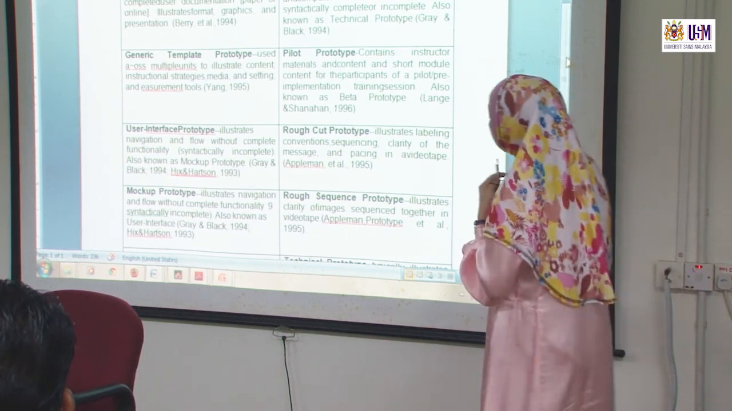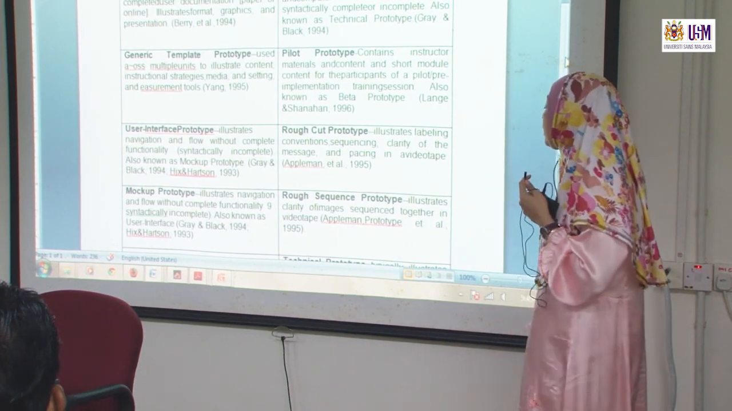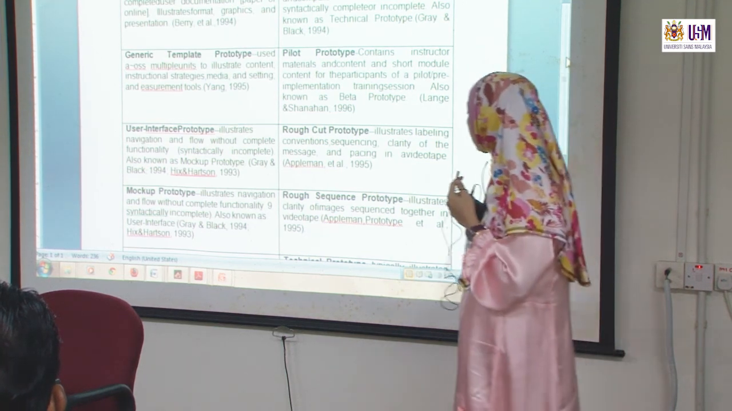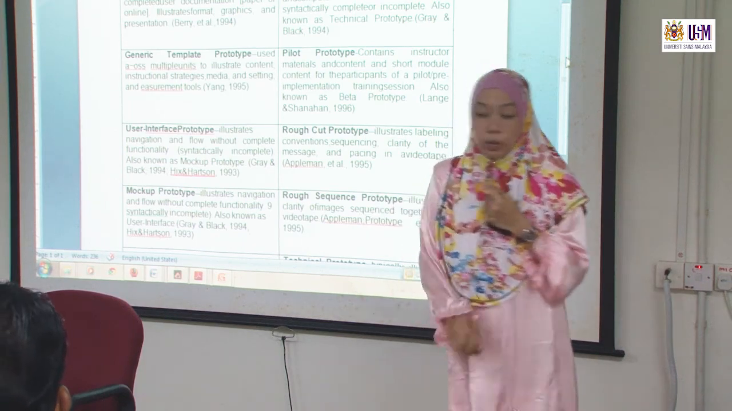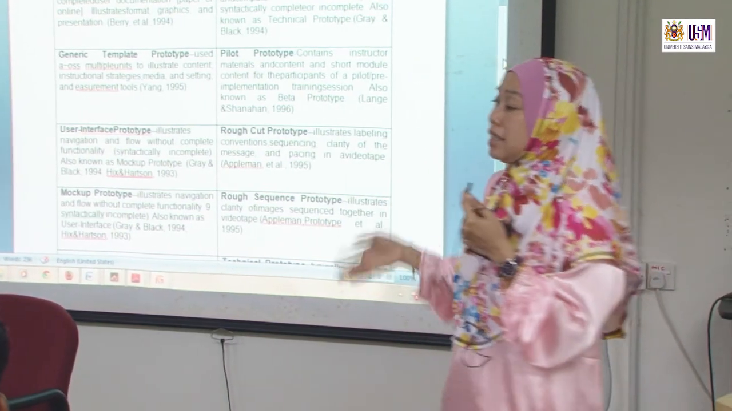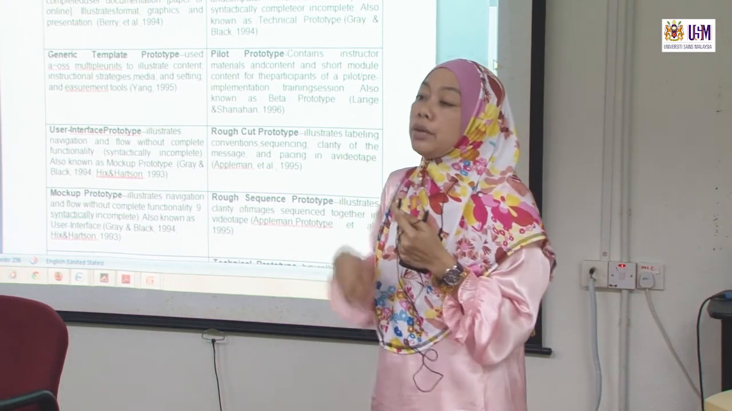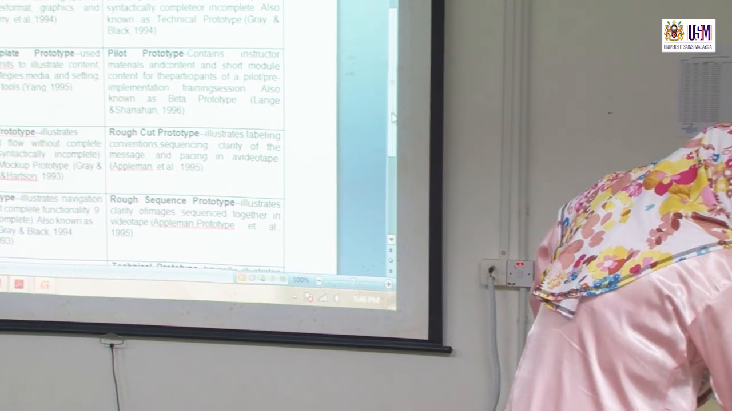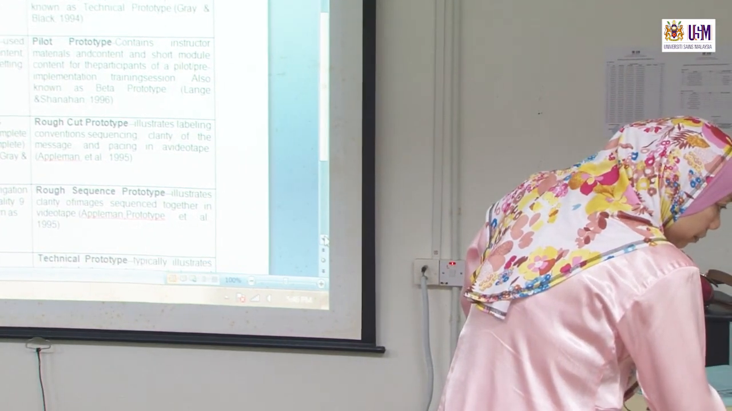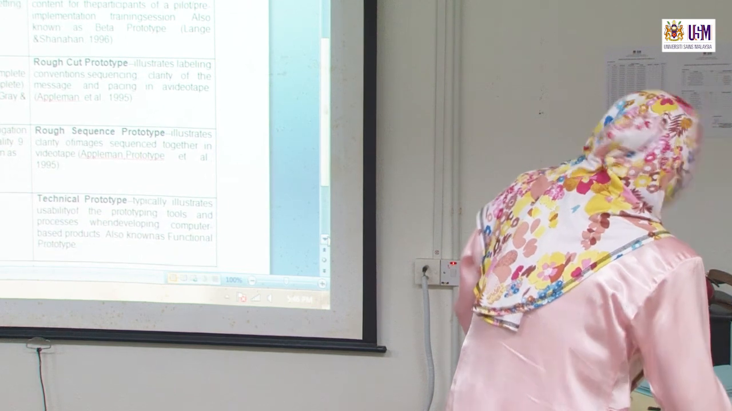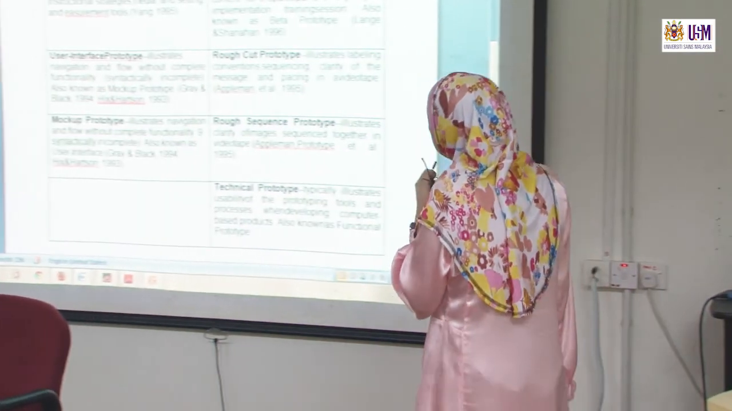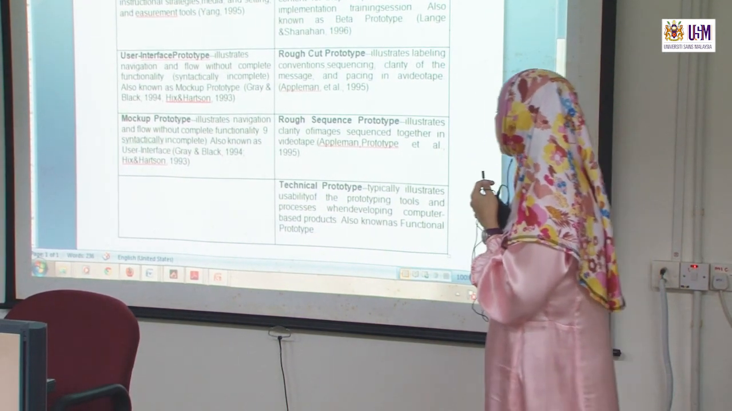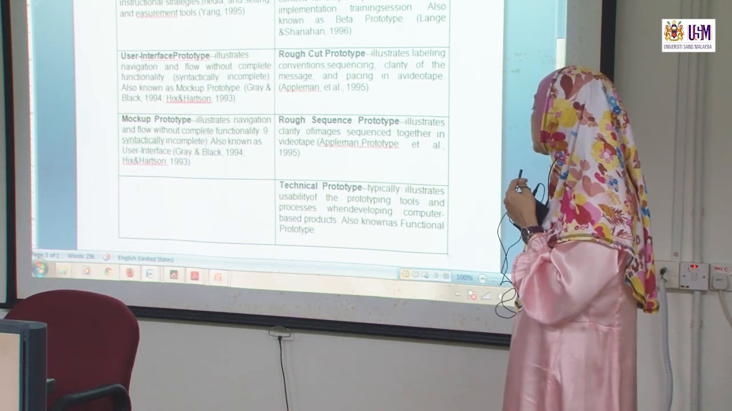And then we have the rough sequence prototype. It illustrates clarity of images sequenced together in videotape. That is rough cut, and this is rough sequence. A little bit the same, but different in how they present. And lastly we have the technical prototype. Typically, it illustrates usability of the prototype's tools and processes while developing a computer-based product.